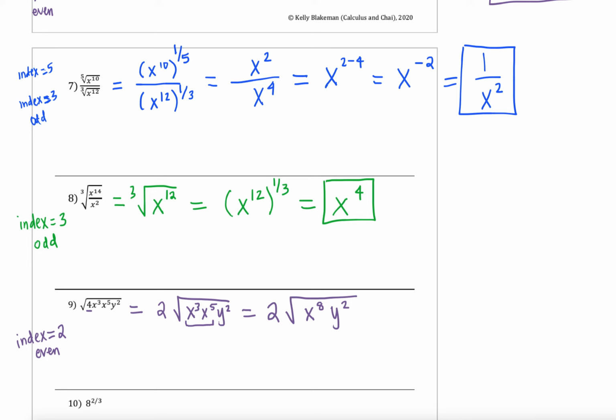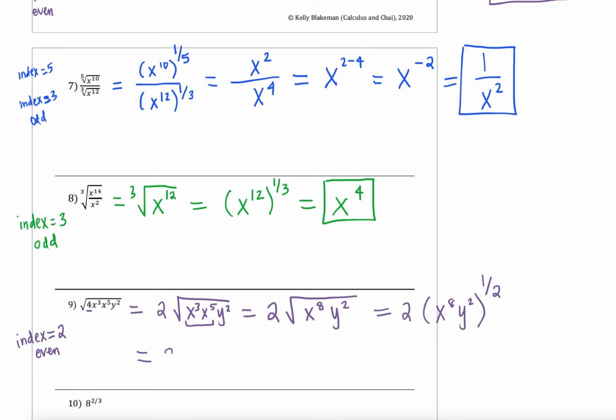But from here, we could rewrite this in exponential form. Why don't you guys pause the video and rewrite this as x to the 8th y squared, and then decide on what our exponent will be. So since our index is equal to 2, we'll get this raised to the 1/2 power, since it's always 1 over the index. And again, since both the x to the 8th and the y squared were inside the square root, then both of those are being raised to the power. Why don't you guys finish off this example on your own, and then we'll check it together.